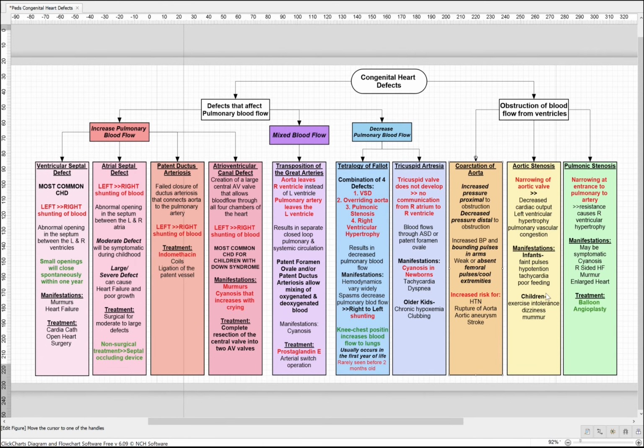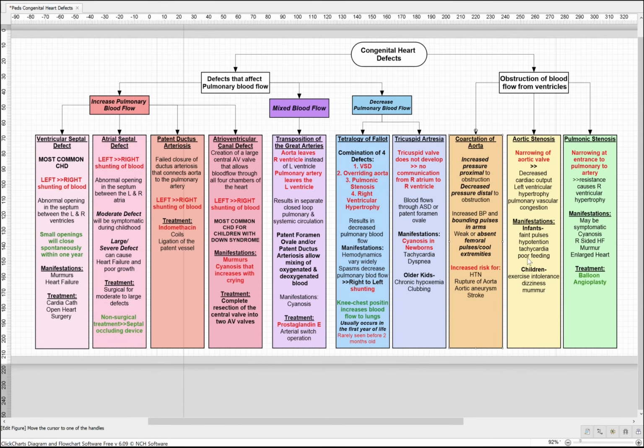Because we have our manifestations here of faint pulses and hypotension, once again, we're keeping an eye on our blood pressure and we are palpating those pulses. If you have a continuous pulse ox going, you would be able to keep an eye out for that tachycardia.